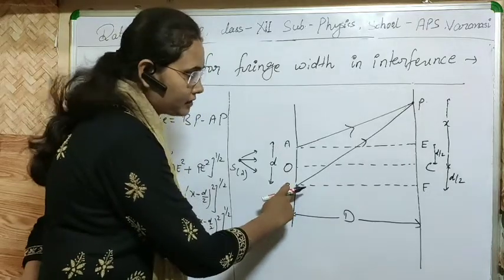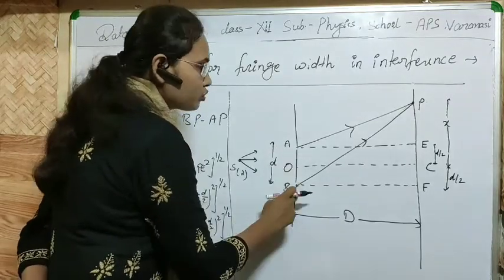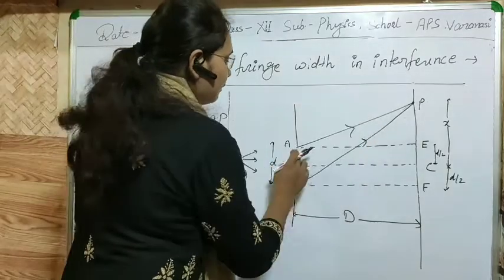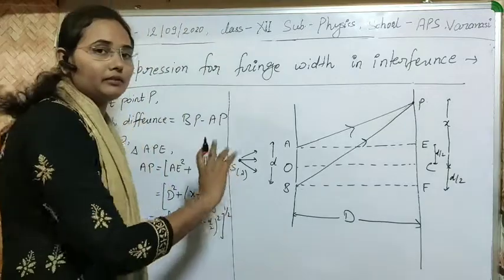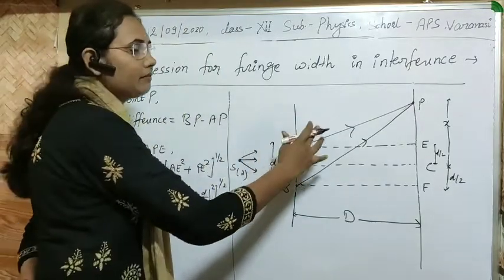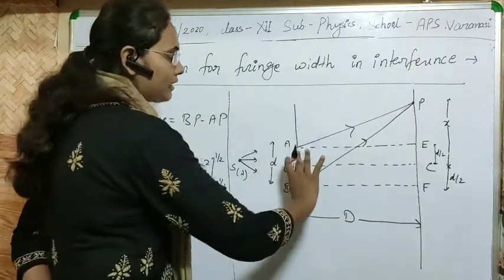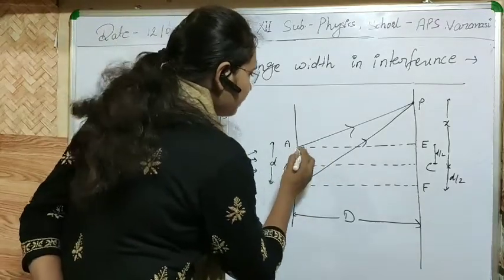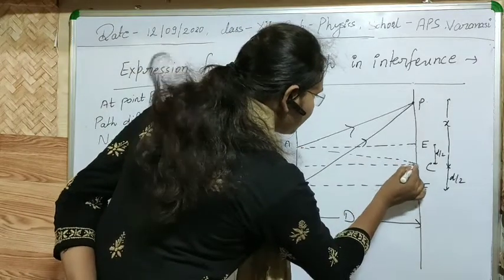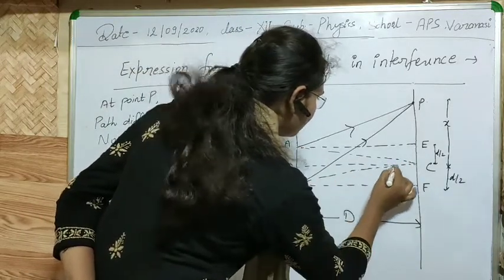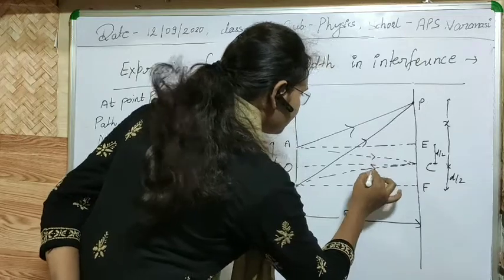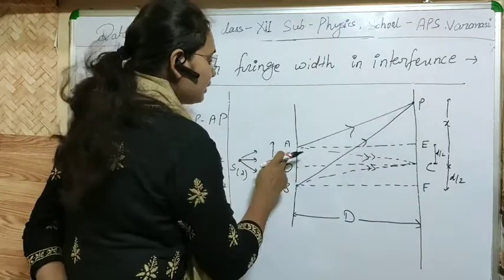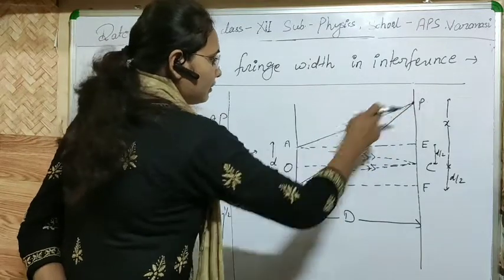two secondary wave fronts which are acting as source, and these are also coherent light sources. So definitely light emitting from here, if they superpose, will give us a fringe pattern, just like Young's double slit experiment. So let us suppose one ray is going to point C, and the other ray is going to point P.